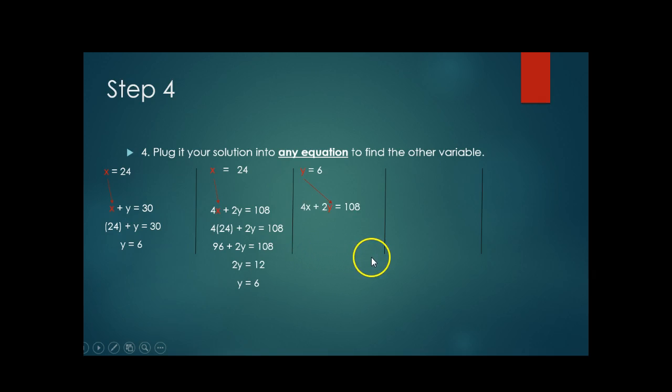If I knew what y was, I could plug it into the more complex equation. It would be 4x plus 2 times 6 equals 108. 2 times 6 is 12. Subtract 12, divide by 4, and you get 24. If I plug that into the easy equation, x plus 6 equals 30. Subtract 6 from each side, x is 24. Notice I get the same answer no matter which equation I plug it into.